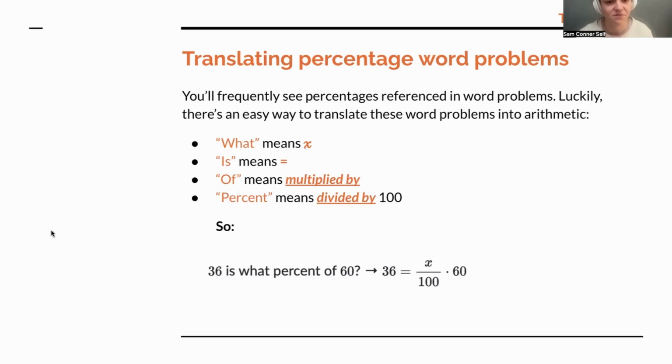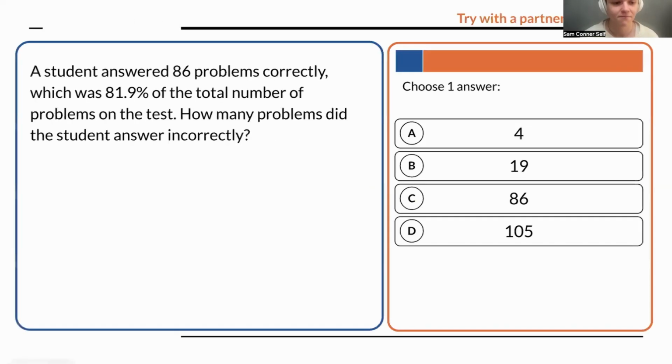number divided by 100. So using this example, 36 is what percent of 60? So we see the what, so it's the X right here in the question. The is equals to, and then percent of we know means divided by, so we divide this unknown quantity by 100 and multiply it by 60 to get 36. All right, not seeing any questions yet. That sounds good. All right, we're going to move on to our first practice problem of the day.